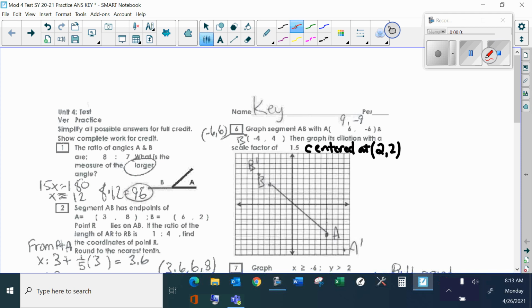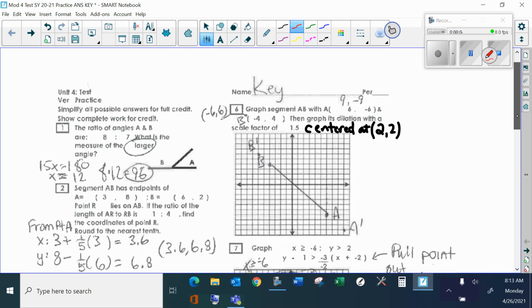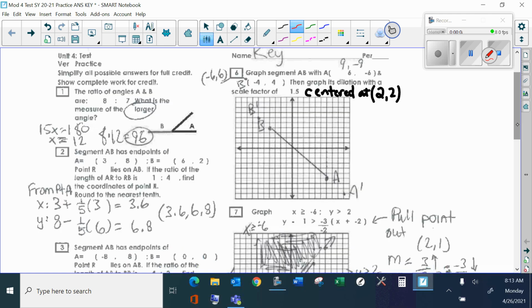Okay, students, we're going to go over your practice test here. If you look right now at number 6, I had to modify it. So notice it's added on centered at (2, 2). Okay, so that's the center of dilation. All right, here we go.